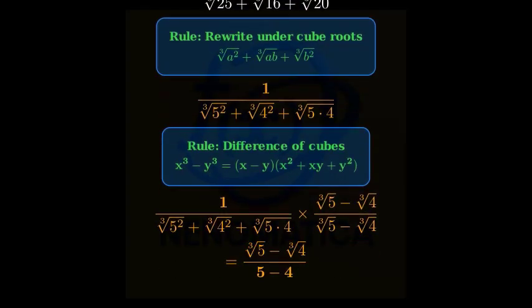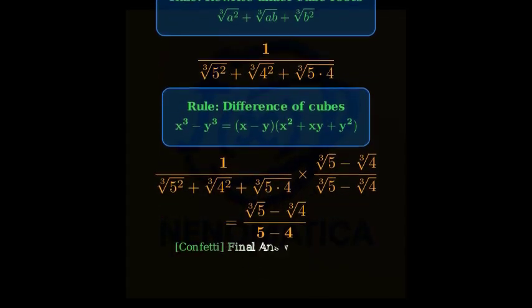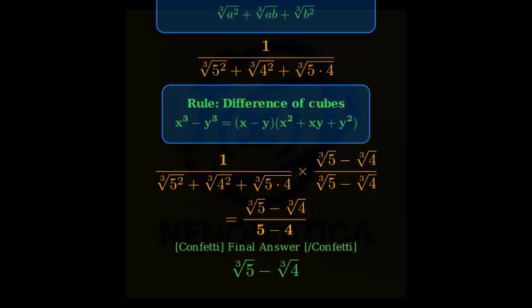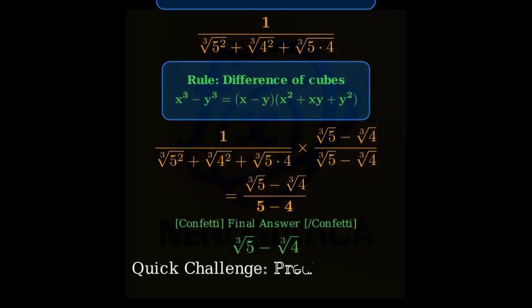Using the identity, the product of the orange denominator with the orange factor equals x cubed minus y cubed, which becomes 5 minus 4. 5 minus 4 equals 1. So the result is simply cube root of 5 minus cube root of 4. Quick challenge. Can you predict the matching x and y for the second expression before we start?